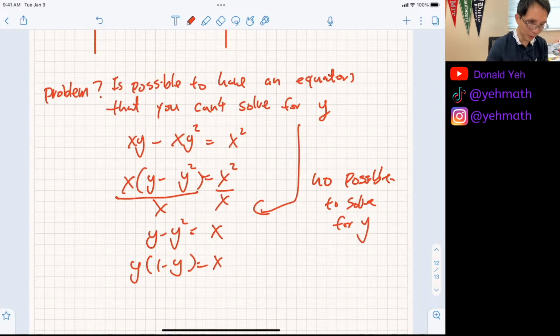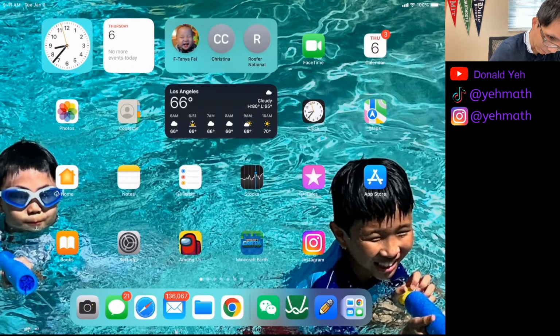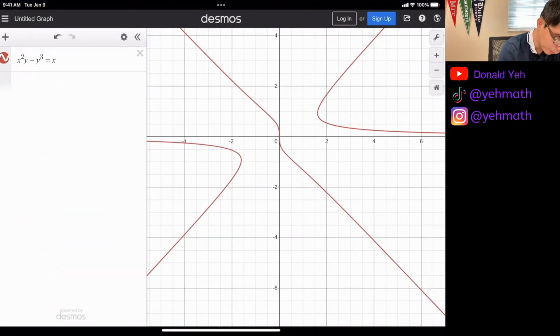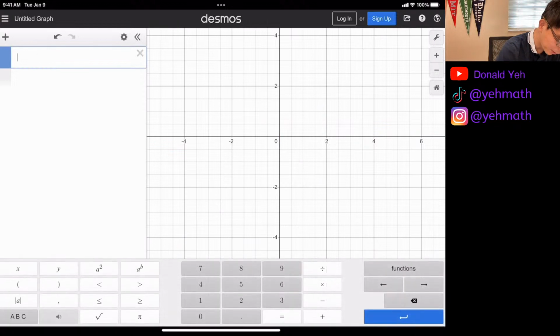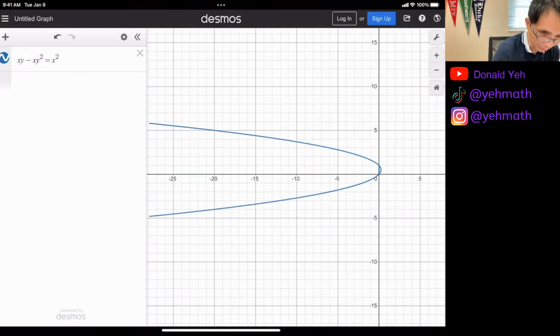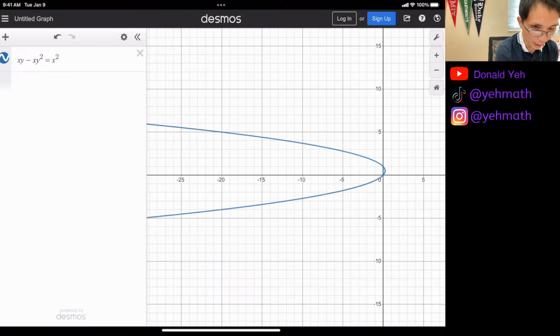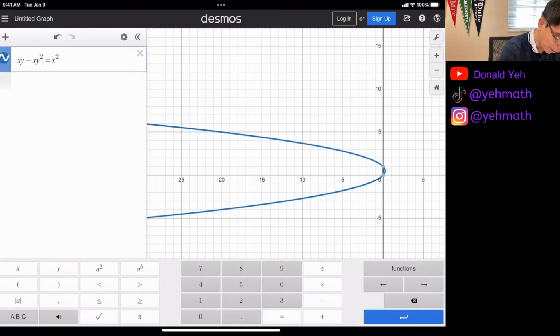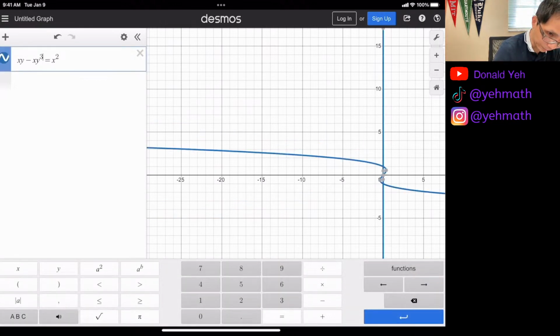what does this equation look like? Let's try it. This is one of them we did last period. It was x, y, minus x, y squared, equal to something squared. So it looks like this. It's just a problem, no big deal. Last period we did, I think, to the third power. It looks like this.